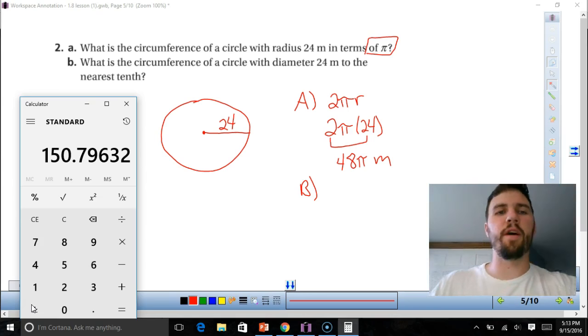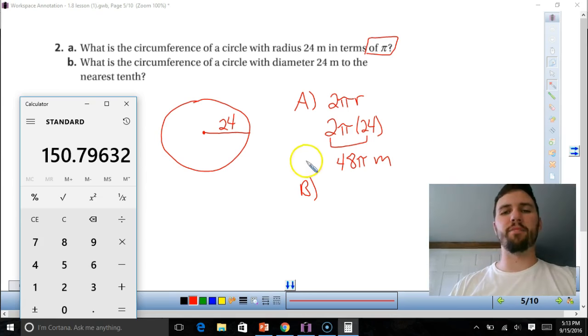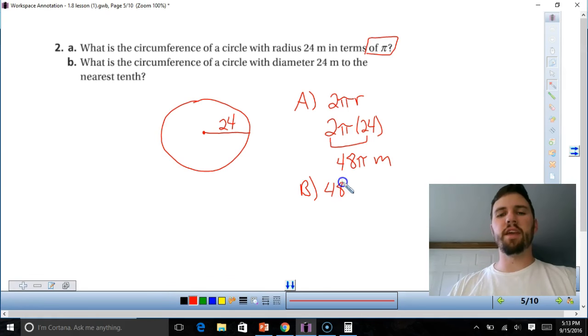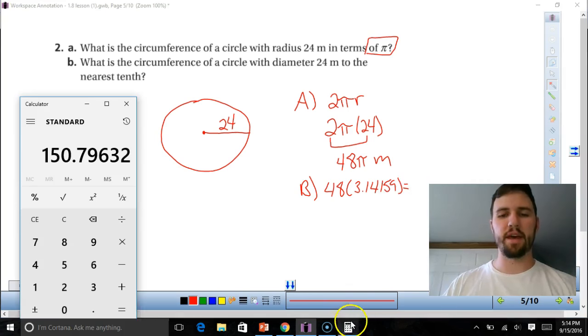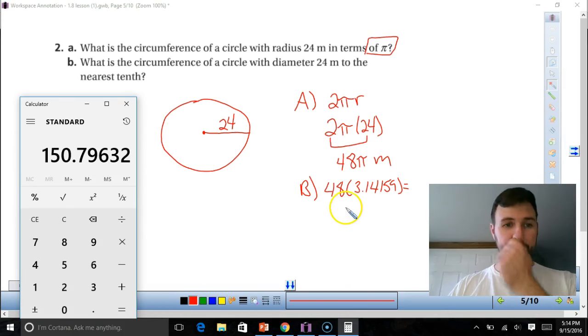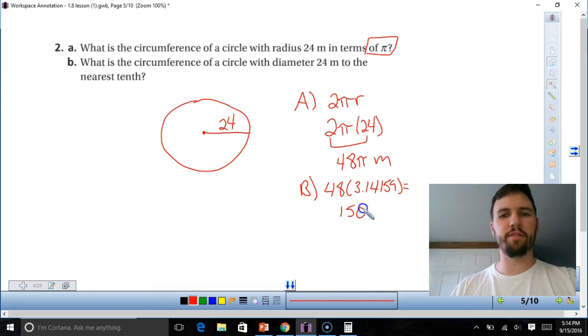Alright, so now if I want to round it to the nearest tenth and not leave pi in my answer, I do 48 times the approximation of pi, which is about 3.14159, or 3.14. When I do that, I get about 150. It said tenth, right? Tenth is 1 decimal place. Meters.